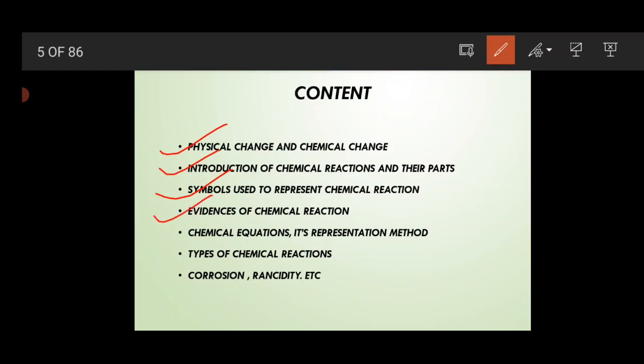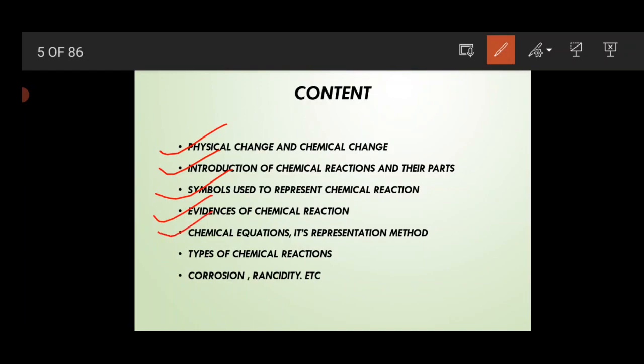Evidences means that whenever any chemical reaction is going on, at that time what kind of changes appear, or what kind of changes we observe, with the help of those changes it becomes very easy for us to understand that particular chemical reaction.